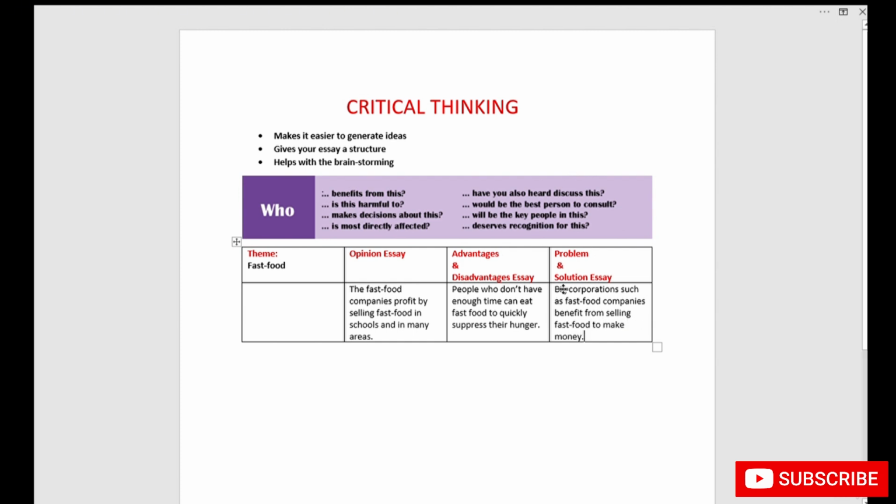Now let's move on to the who is this harmful to part. And for that, for example, let's choose the disadvantages essay. And let's imagine you are writing the second body paragraph where you are talking about the disadvantages. You can say, fast food is harmful for people who have diabetes.